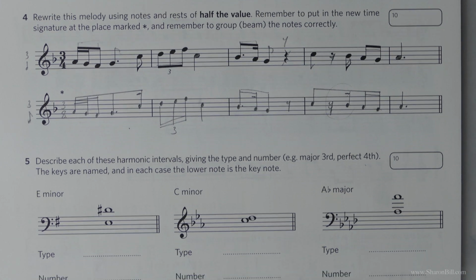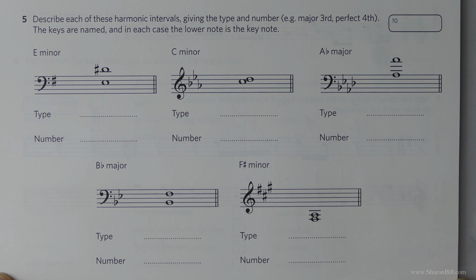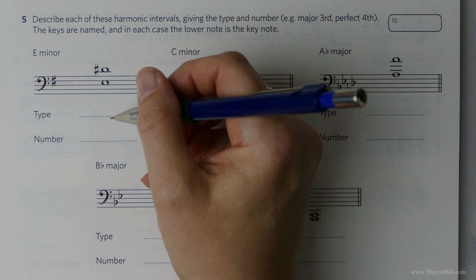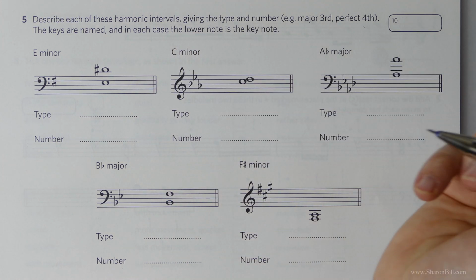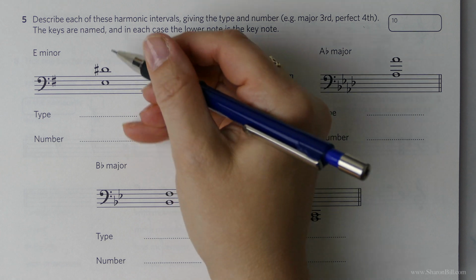Let's look at the next question. So now we've got some intervals to describe. We need to describe these harmonic intervals. They're a harmonic interval because they come together like a harmony or a chord. We're always counting upwards, and we're always counting from the lowest note here.